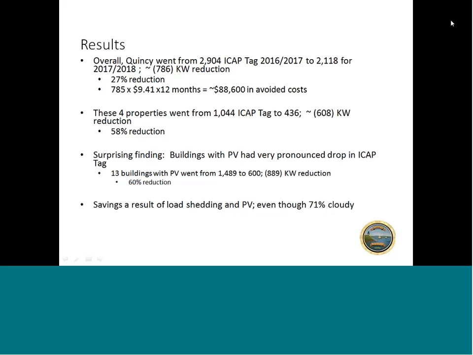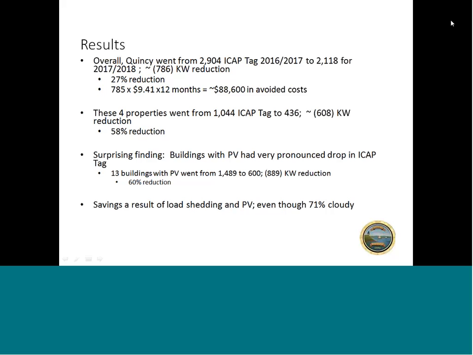The 4 buildings that we concentrated on were a significant part of our success. Those 4 buildings combined had an ICAP tag of 1,044 the previous summer, and because of our actions last summer, it's now down to 438. So those 4 buildings had a 58% reduction. For us, what was surprising, and again, last summer was the first summer that we had solar installed on 13 of our buildings, and the 13 buildings with solar photovoltaics had a very pronounced drop in ICAP tag. In fact, we even had 6 buildings that had a 0 ICAP tag during the peak period last summer.